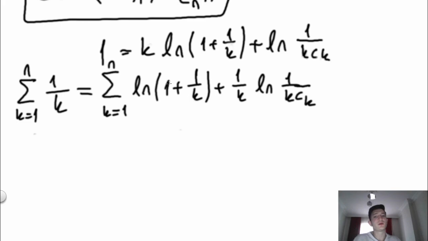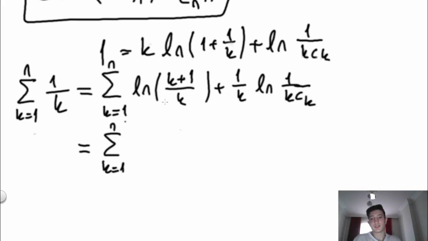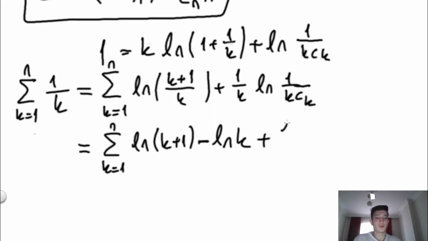So this is just (k+1)/k. And if I actually write this, k is from 1 to n, this is actually telescoping because it just gives you ln(k+1) minus ln(k). And I have this thing, okay? 1/k ln(1/(k c_k)).